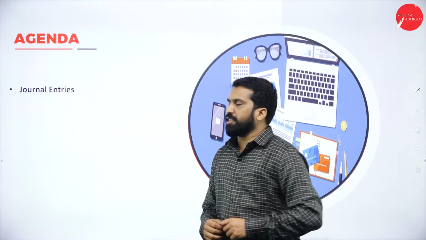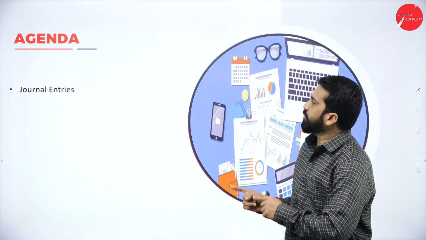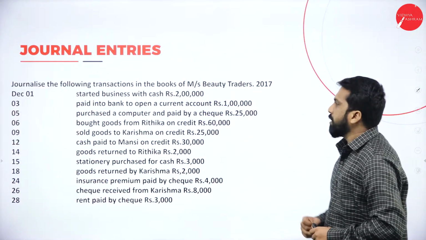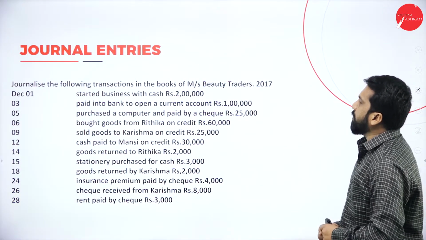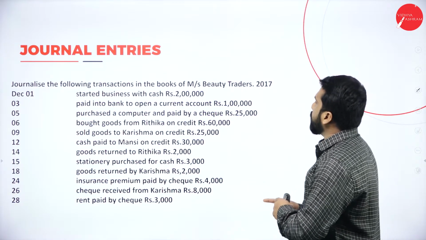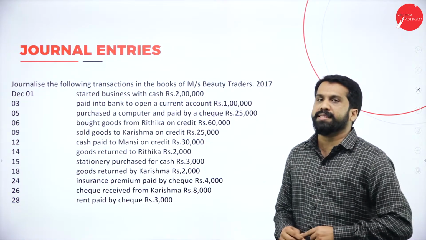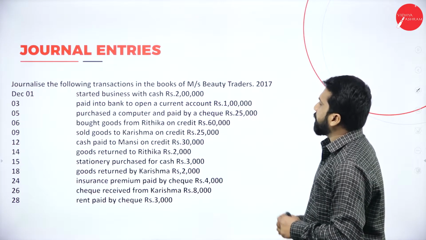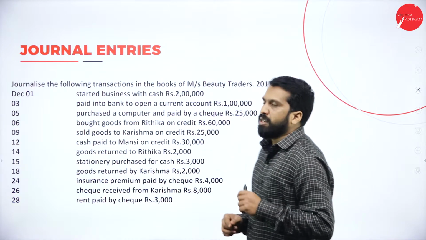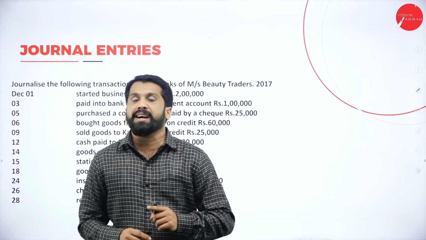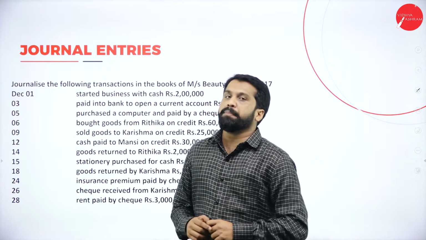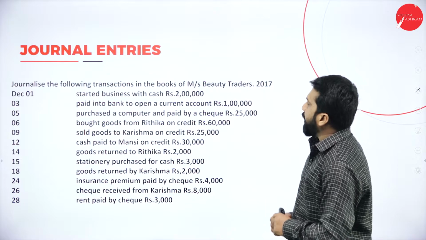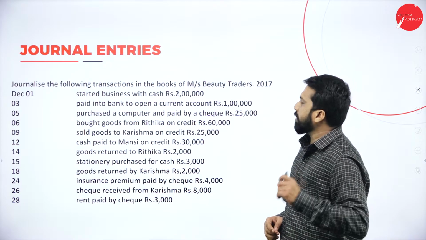So what will be your agenda? Your agenda will be very simple: journal entries. So this will be your question. Journalize the following transactions in the books of Measures Beauty Traders, 2017. Started business with cash 2 lakh. As I always told you, the first entry will be regarding capital. Now, capital is always up or down? It is always down.